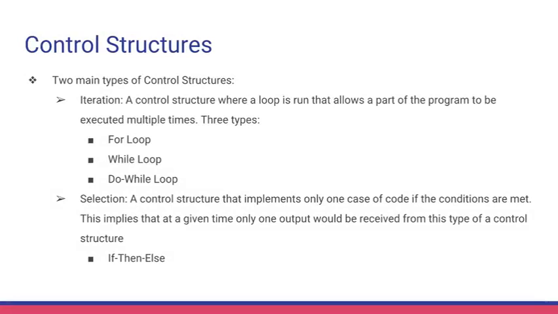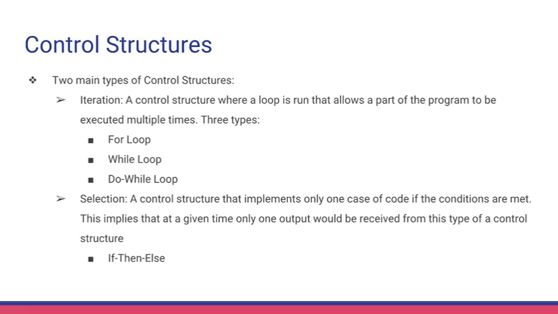There are two main types of control structures: iteration and selection. Iteration: a control structure where a loop is run that allows a part of the program to be executed multiple times. There are three types of iterations: for loop, while loop, and do while loop.